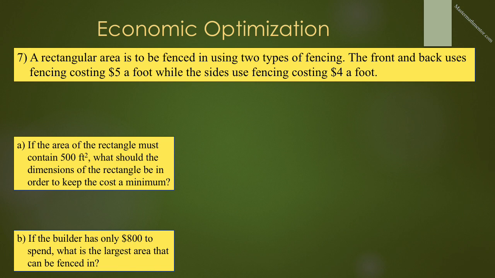7 reads, a rectangular area is to be fenced in using 2 types of fencing. The front and back uses fencing costing $5 a foot, while the sides use fencing costing $4 a foot. There are 2 parts to this problem. Part A asks if the area of the rectangle must contain 500 square feet, what should the dimensions of the rectangle be in order to keep the cost a minimum? Question B asks if the builder has only $800 to spend, what is the largest area that can be fenced in?